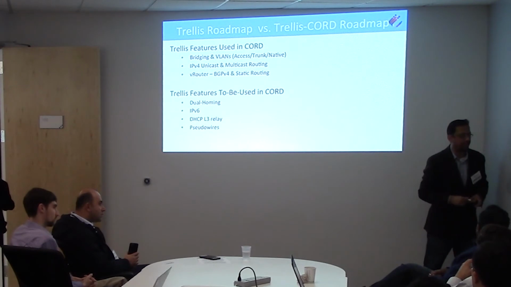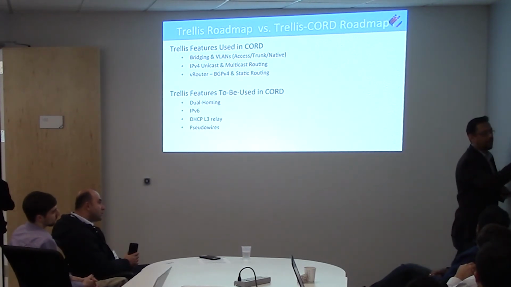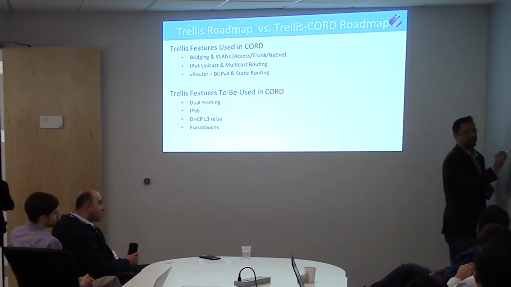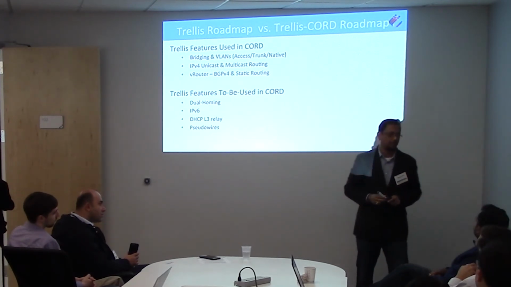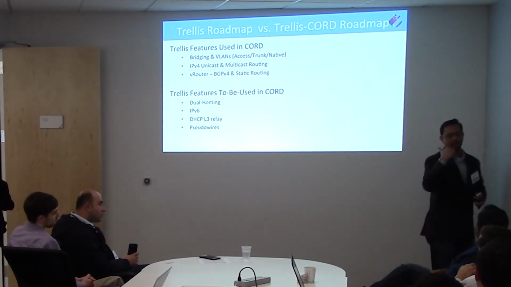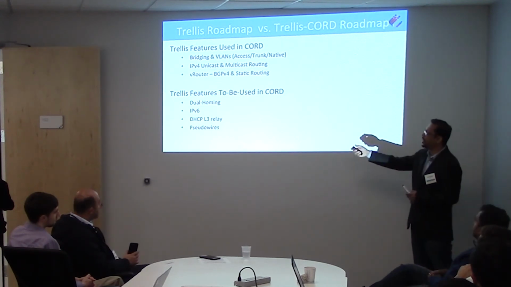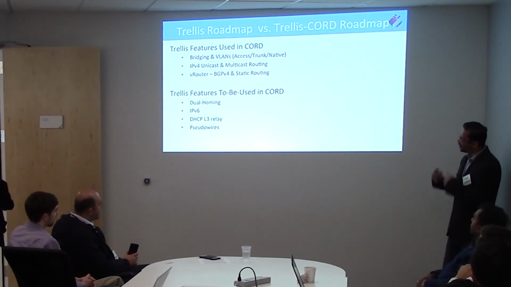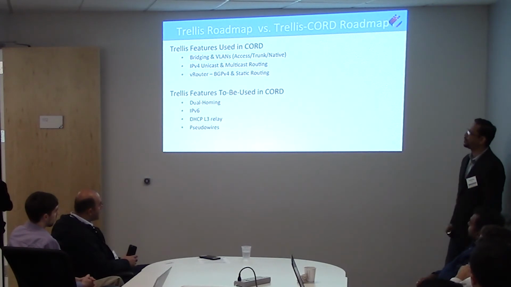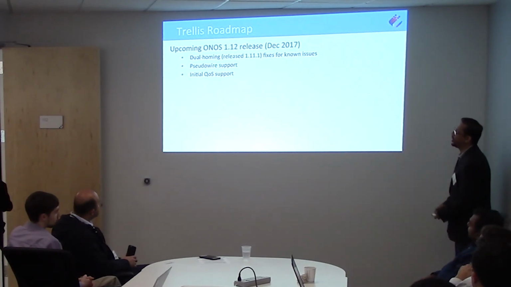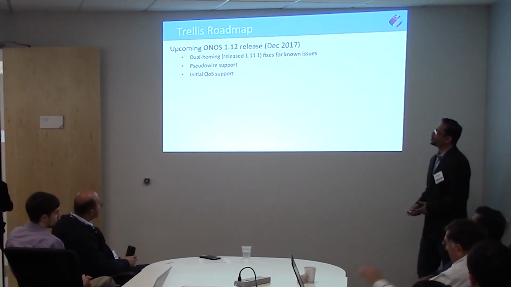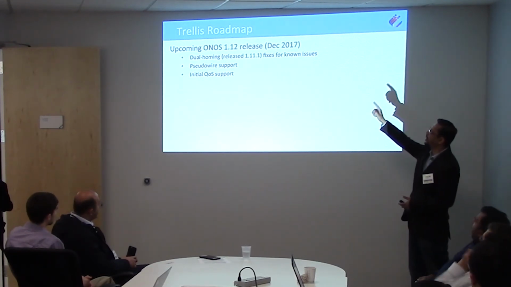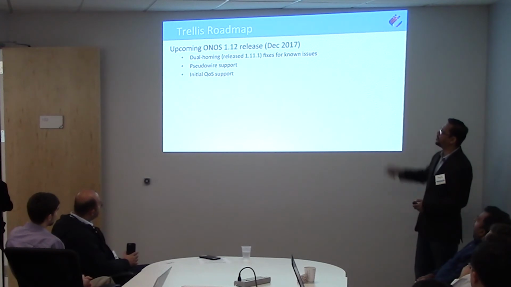the enterprise CORD case, you might actually want to go across multiple central offices completely on the Ethernet layer to support E-line services from carrier Ethernet. So that's where pseudo wires come in handy. So there are features that are not yet in CORD, but they are part of Trellis. Okay, and in the upcoming release in December, so dual homing has already been released, but there are some issues. So we have some fixes for it.